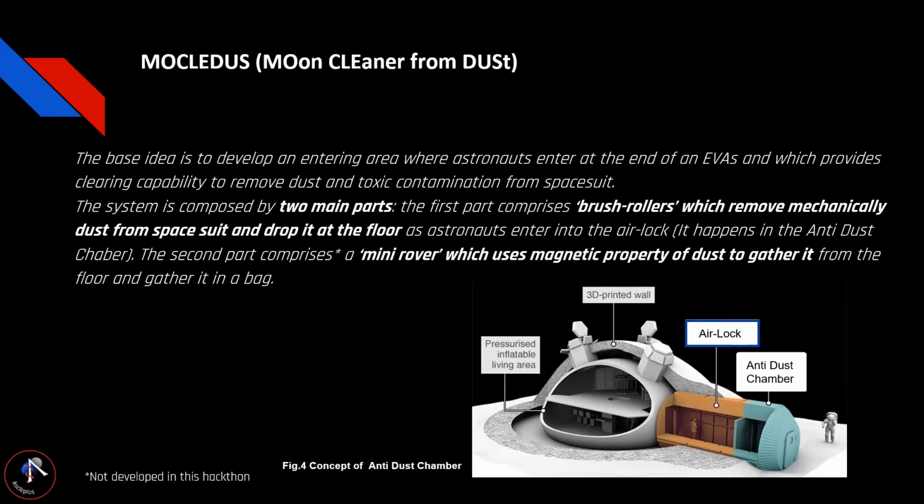So, hello. Basically, when an astronaut has had a long day exploring the moon and returns to the habitat, he need not enter the airlock system directly with the dust on his spacesuit. So we have introduced an anti-dust chamber where the dust can be removed mechanically by using brush rollers as well as electromagnetic flow.